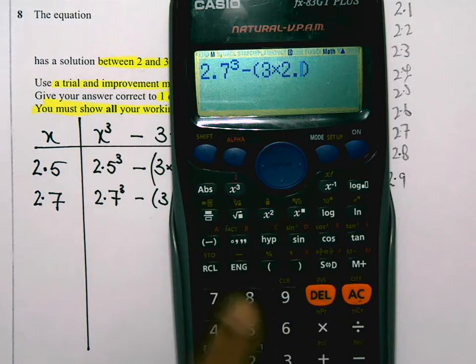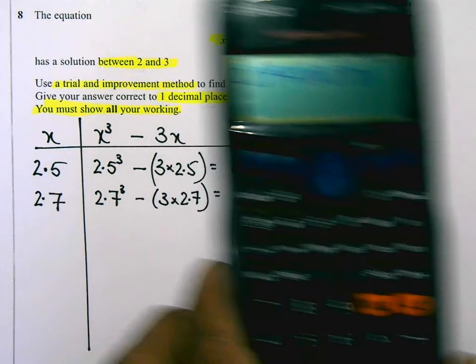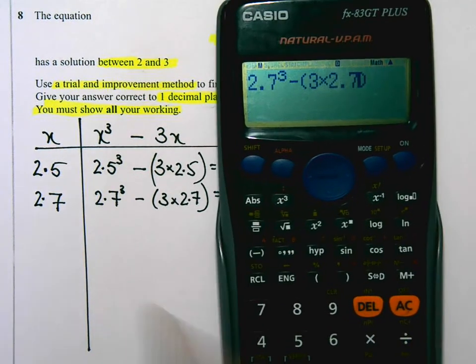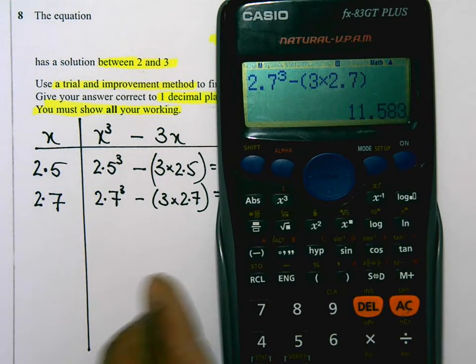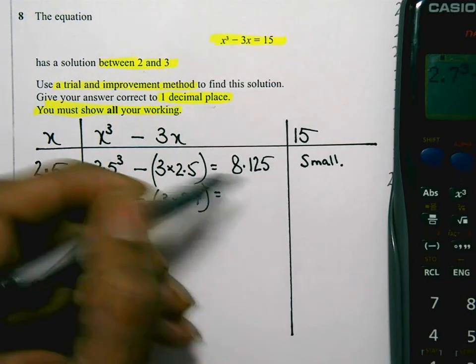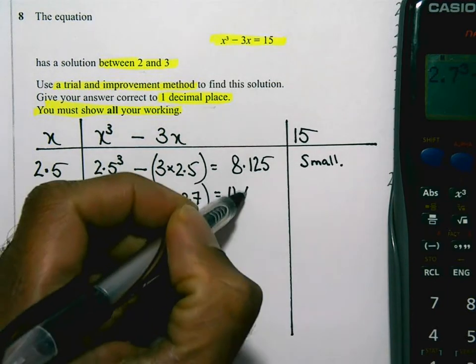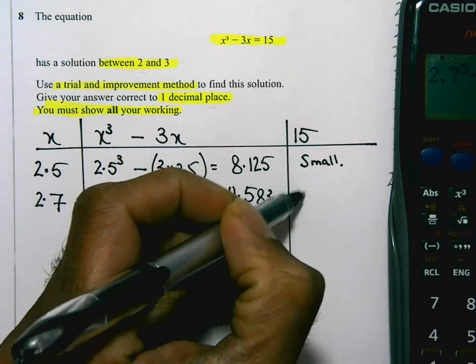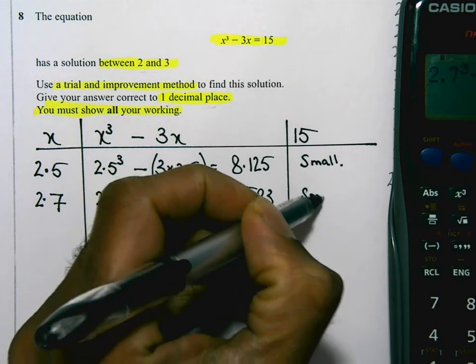Now just check it, make sure you've changed everything that needs to be changed, and when I press equal, that's going to give me 11.583. So that's still actually quite small, right? Still not quite 15. Remember, my target number is 15.